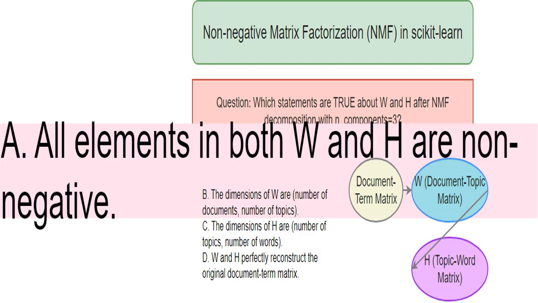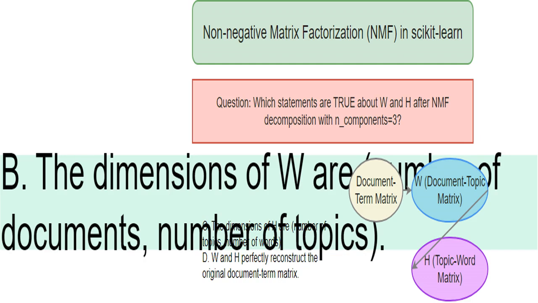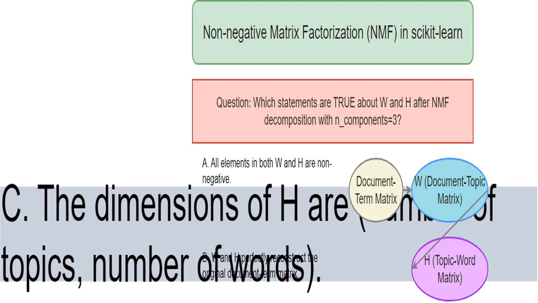This statement checks if all the numbers in both matrices W and H are 0 or positive. This is a core property of NMF. This statement verifies that the matrix W has a number of rows equal to the number of documents and a number of columns equal to the number of topics that I chose during the NMF process. This statement checks that matrix H has a number of rows equal to the number of topics and a number of columns equal to the number of unique words in all the documents.